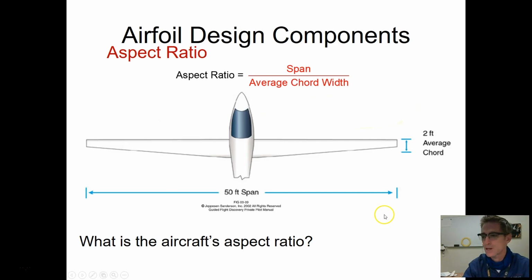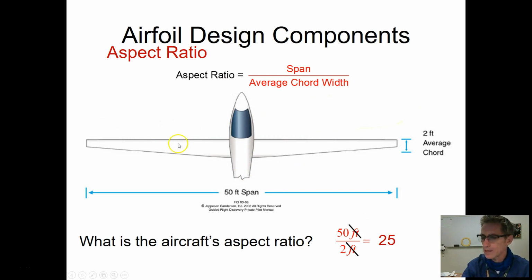All right, so here we go, here is the glider that they show us. This one has a span of 50 feet and an average chord width of 2. So do a little practice. Take your 50 and divide it by 2 and tell me what the aspect ratio is. If you did your math correctly, hopefully you came up with 25 to 1. So if this plane was released at 1 mile high, how far would it travel? It would be 25 miles, okay?